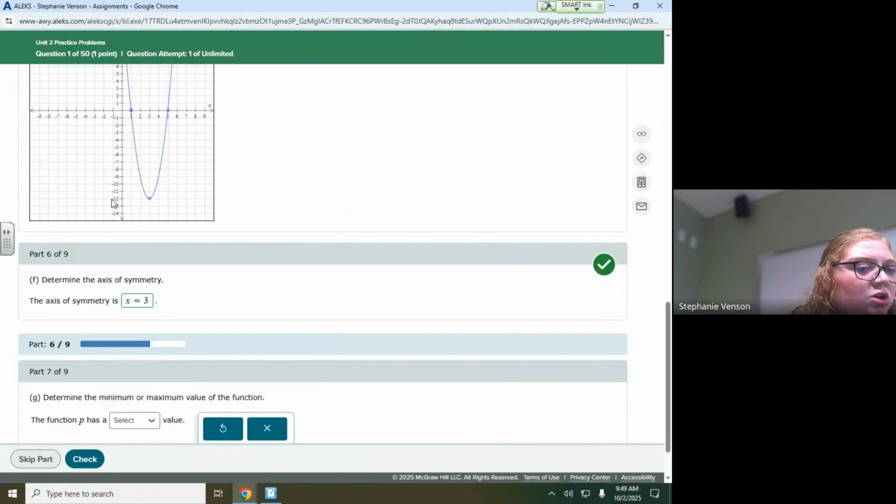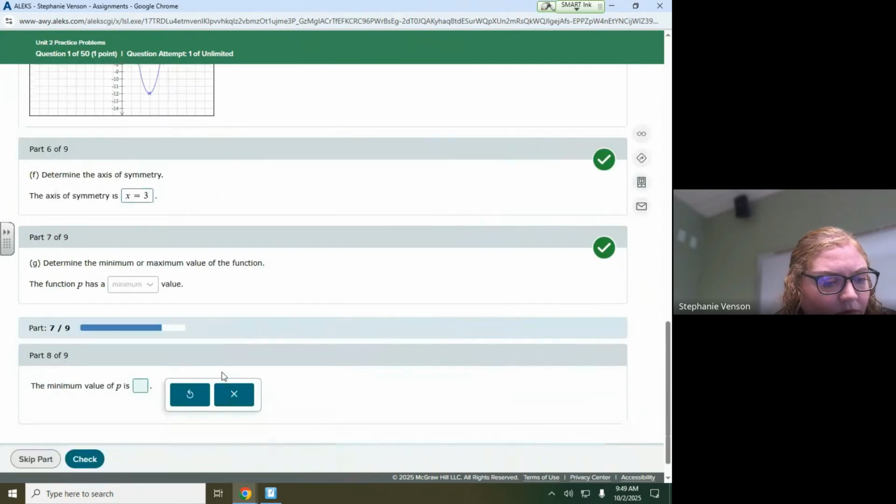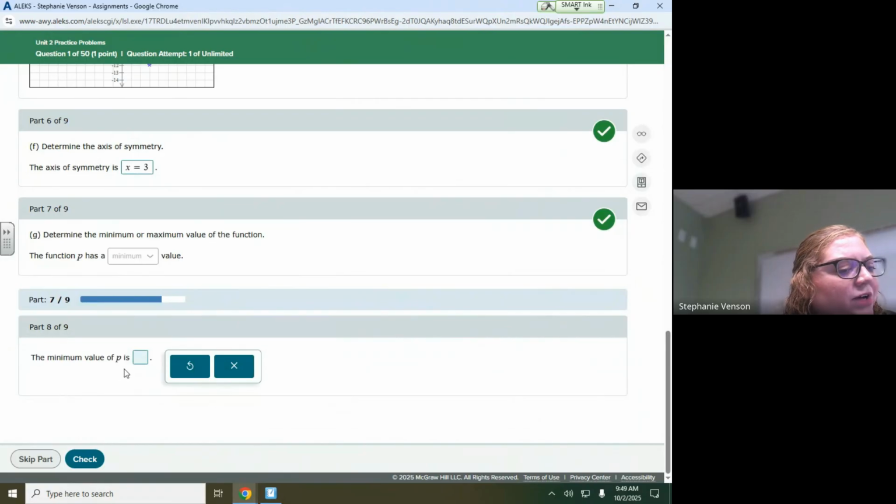All right, and then you can look at the graph at this point and tell me, does it have a maximum or a minimum? Yeah. It has a minimum, definitely. So I'll select minimum. Okay, and the minimum value is just the y value of the vertex, which in this case was -12.